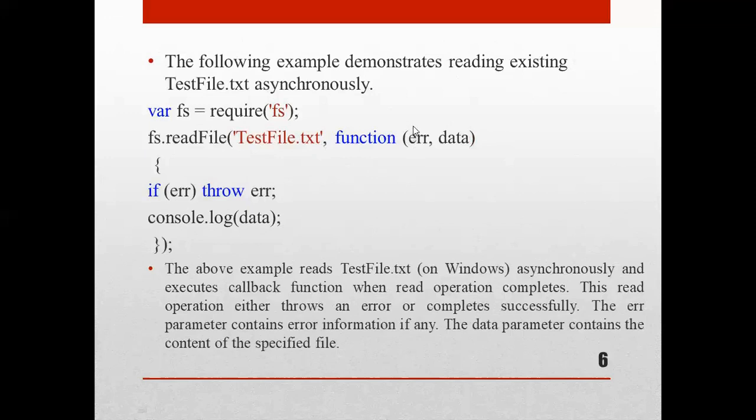Write the function with error, and this is the callback function, error comma data. If error, then throw the error, otherwise console.log the data, that is, read the file and display the data in that file. This is the asynchronous way we can read the file. So in this example we are reading this file asynchronously and it executes the callback function when the read operation completes. This read operation either throws an error or completes successfully. So this is all about reading the file asynchronously.